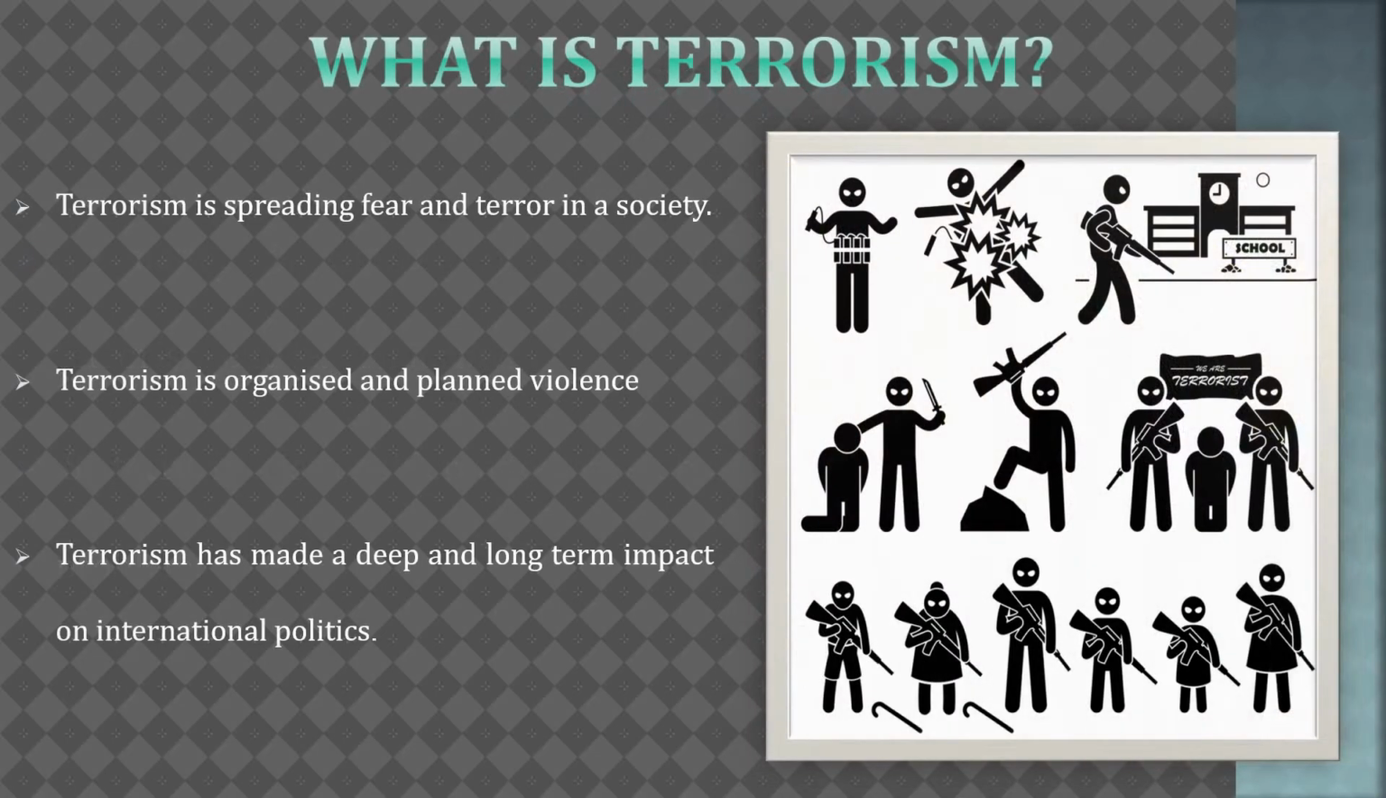What is terrorism? Terrorism is spreading fear and terror in a society by using or by threatening to use violence against common and innocent people for achieving a political goal. Terrorism is a kind of threat which is used in the way of violence against the common and innocent people for achieving some selected goals. Terrorism is organized and planned violence. Terrorism has made a deep and long term impact on international politics.